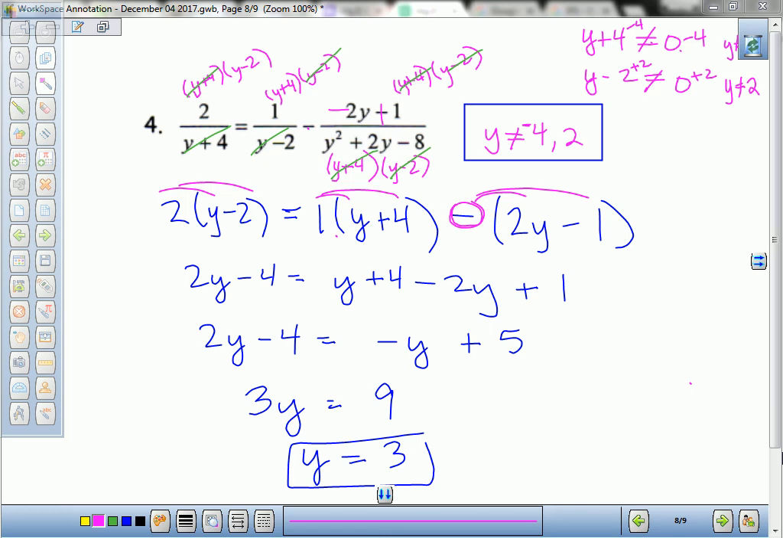All right, any questions about number 4 as you look at it? Why wouldn't the restricted values just be -4? Well, because -4 makes the first expression undefined, but 2 makes the second expression and the third expression undefined. So we have to list any possible values for our variable that would cause any part of our equation to be undefined, because at that point the whole thing is undefined.